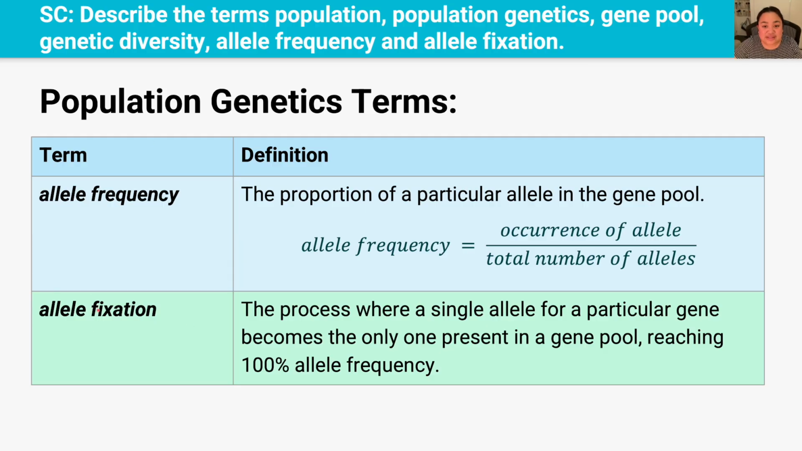This is called allele fixation, where the allele frequency reaches 100%. But most of the time, allele fixation is not good because it reduces genetic diversity. With fewer alleles in the population, the species has less flexibility to adapt if the environment changes. And once an allele is lost, it's gone for good unless it reappears through mutation or is reintroduced by migration.